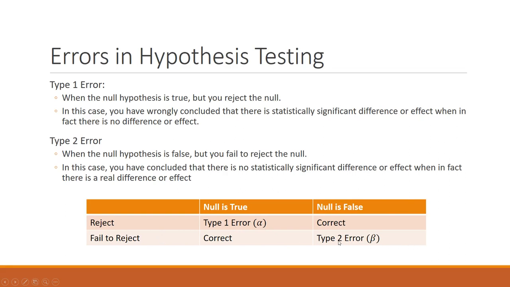There's also the opposite type of error. If we fail to reject the null hypothesis, that means we have evidence to suggest that the null hypothesis is true. If we have evidence to suggest the null hypothesis is true, we will fail to reject. But if we fail to reject and it turns out that the null was actually false, that would be a type 2 error.